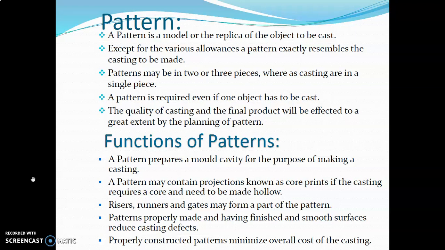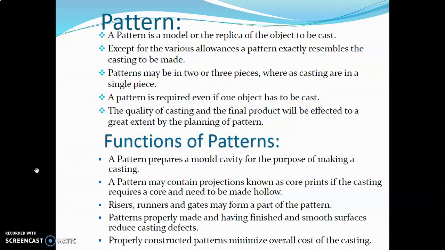Except for the various allowances, a pattern exactly resembles the casting to be made. A pattern may be in 2 or 3 pieces, whereas the casting is in a single piece. So you can make the pattern in 2 or 3 pieces, but as the final product, you will get a single one. Suppose I want to make one pattern that has 3 different parts. A pattern is also necessary if you want to produce one object.